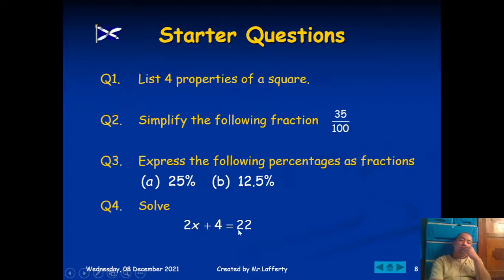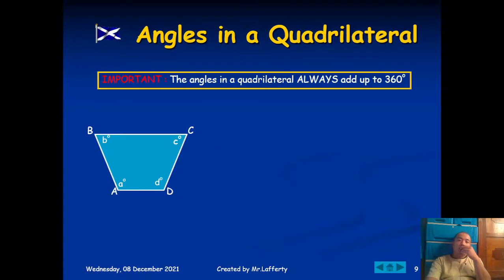Solve for x, 2x plus 4 equals 22. 22 minus 4 is 18, divided by 2 is 9. X equals 9. Angles in a quadrilateral.